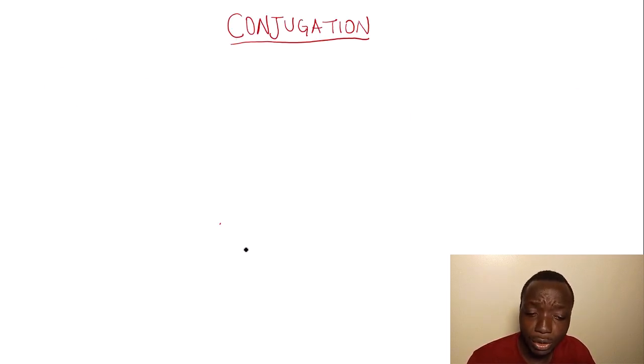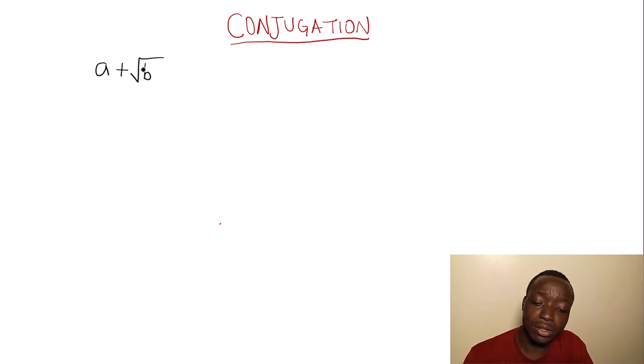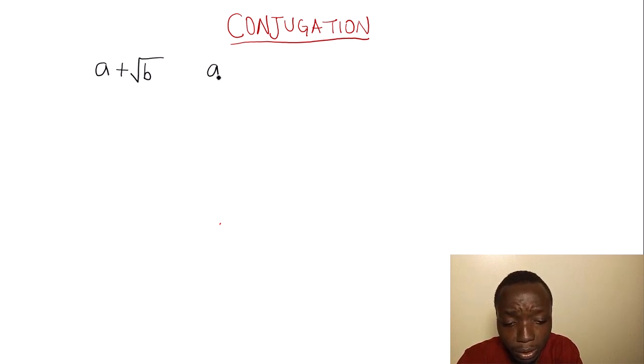So what does conjugation mean? Conjugation simply means if you have a function a plus square root of b, take note that one part does not have a square root, just a real number, while the second part is a surd, or it has a square root. All you need to do to conjugate this expression is to change the sign between the part without the square root and the part with the square root. It could be a fraction or decimal, but you basically change the sign. So here the conjugate is going to be a minus square root of b. So this is the conjugate.